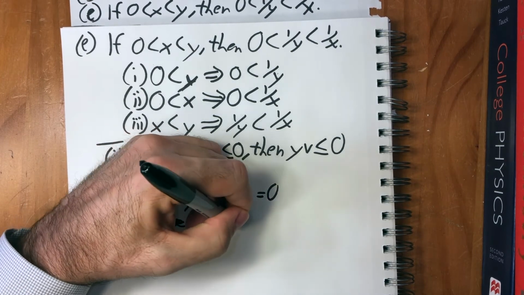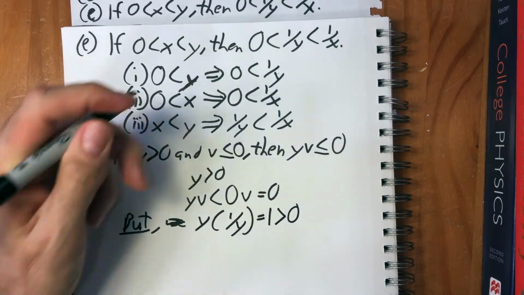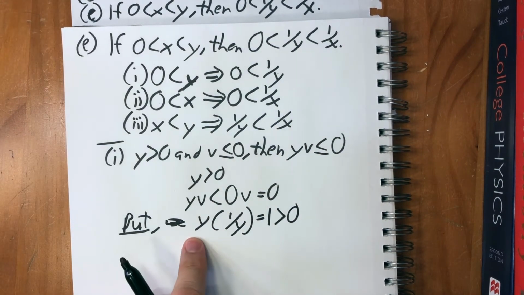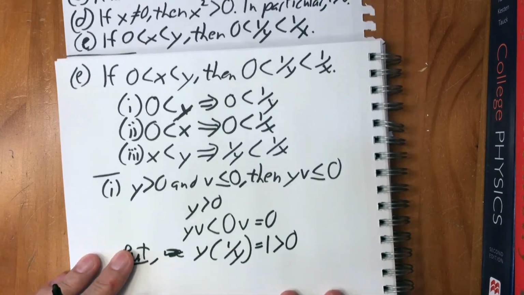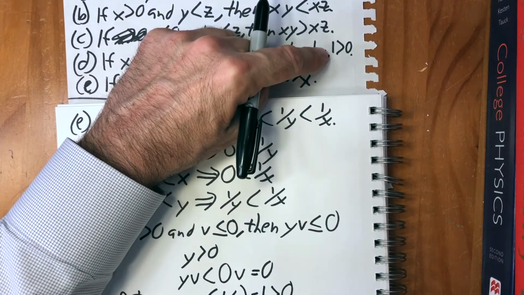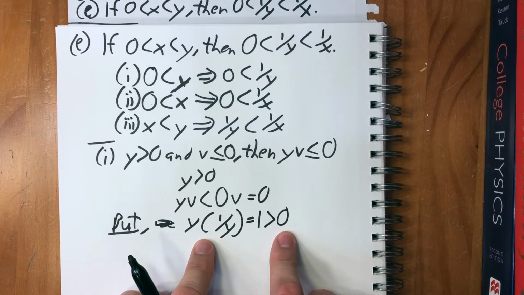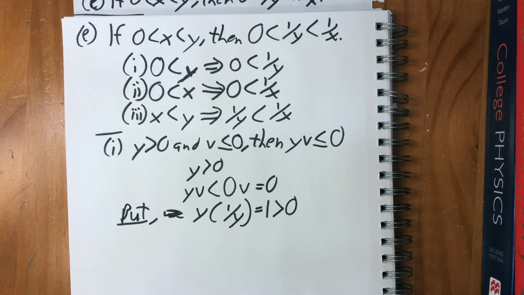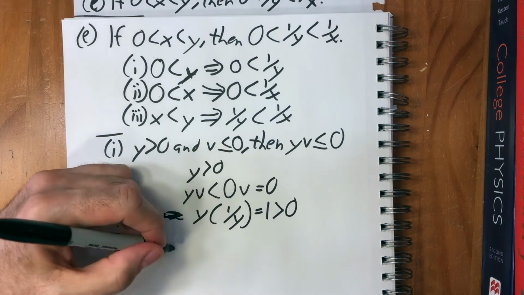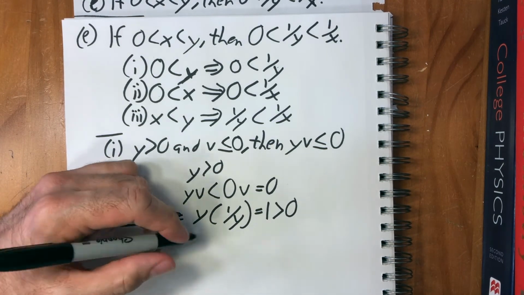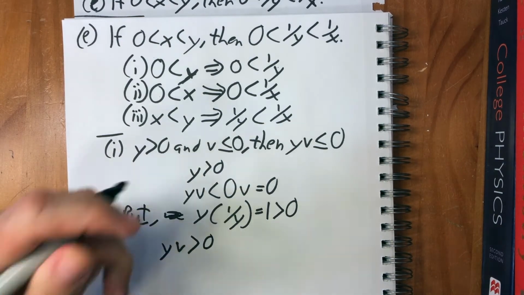But y times 1/y equals 1, right? This is just the multiplicative inverse property. y times 1/y equals 1, which we just showed is greater than 0. So y times 1/y is greater than 0. So if we plug in 1/y for v, then we would have that yv is greater than 0.